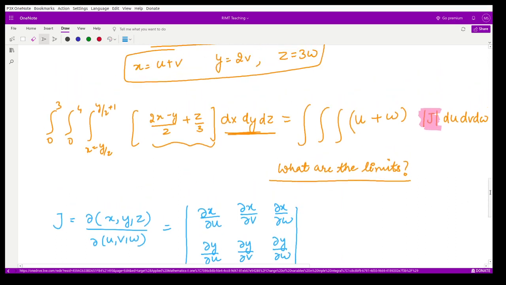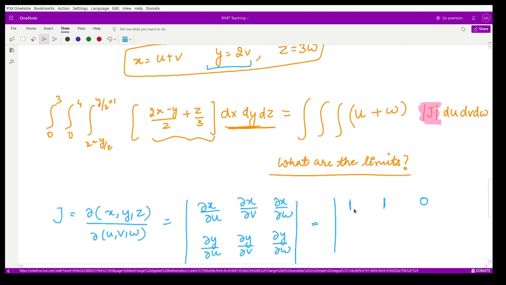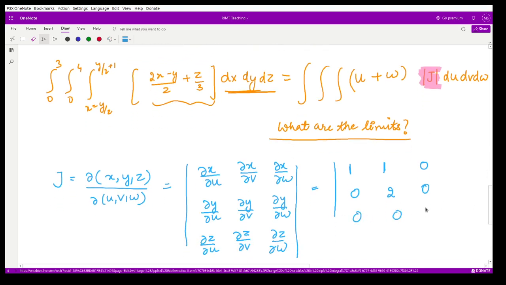So now you know the expression for x. When you take the partial derivative with respect to u, it comes out to be 1, 1, 0. Then when you differentiate the next one with respect to u, v and w independently, it is 0, 2 and 0. And when you compute the derivative of the last one partially with respect to u, v, w, you have 0, 0 and 3. So the determinant is equal to 6. The value of your Jacobian comes out to be 6 here.